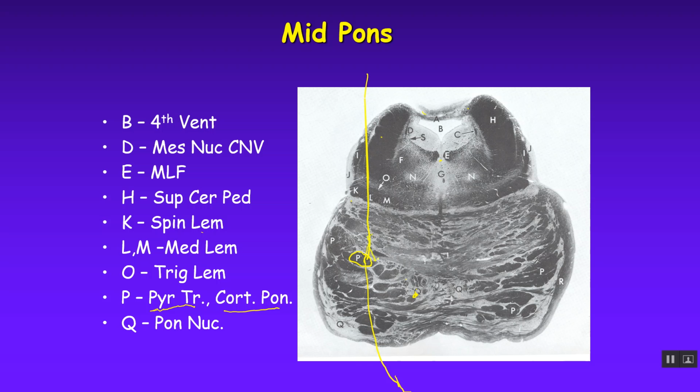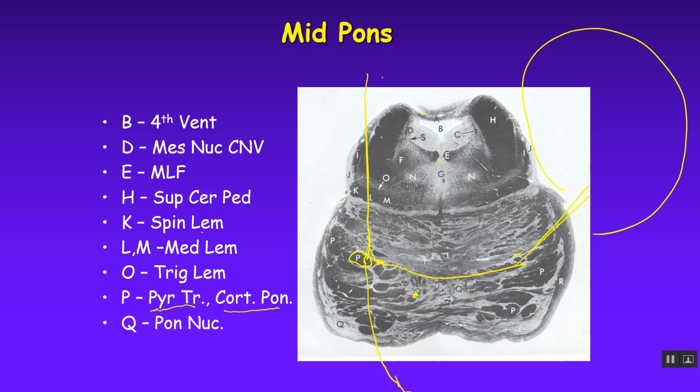Some will just stop right here and communicate with the pontine nucleus, which crosses over, and you don't see it here. It would have to dive down further into the middle cerebellar peduncle to go to the cerebellum on the opposite side via the pontine nucleus and the cortico.